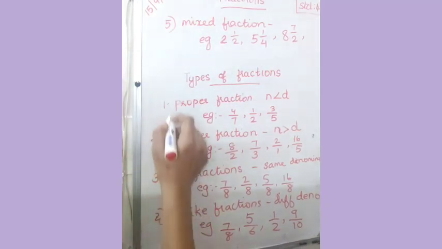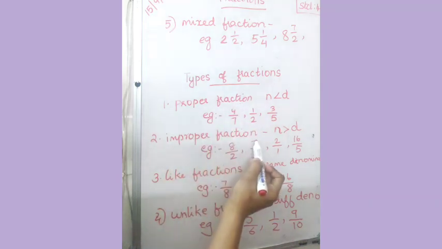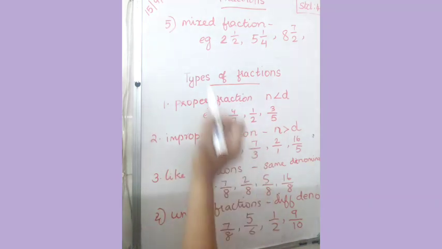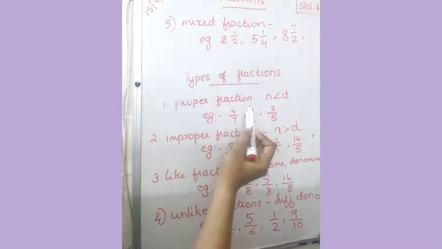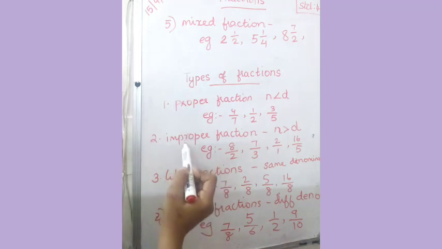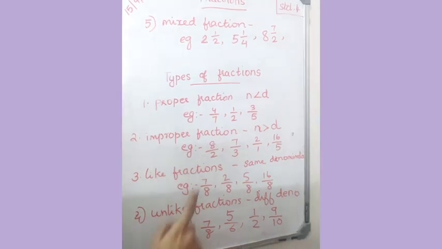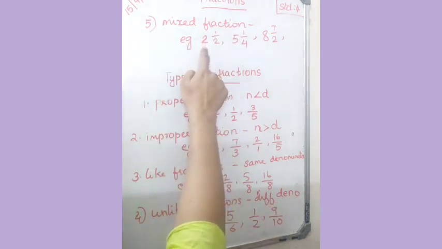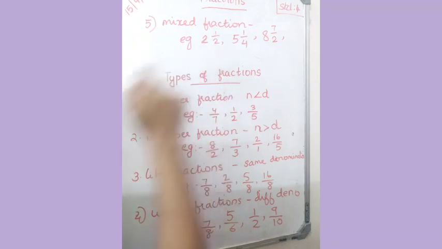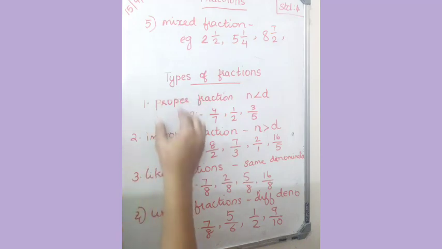So total 5 types of fractions: proper fraction, improper fraction, like fraction, unlike fraction, and mixed fraction. Proper fraction, numerator less than denominator. Improper fraction, numerator greater than denominator. Like fraction, fractions with the same denominator. Unlike fraction, fractions with different denominators. And mixed fraction has a whole number and a fractional part. So altogether there are 5 types of fraction, and you will study all these fractions in detail in the next classes. Okay.